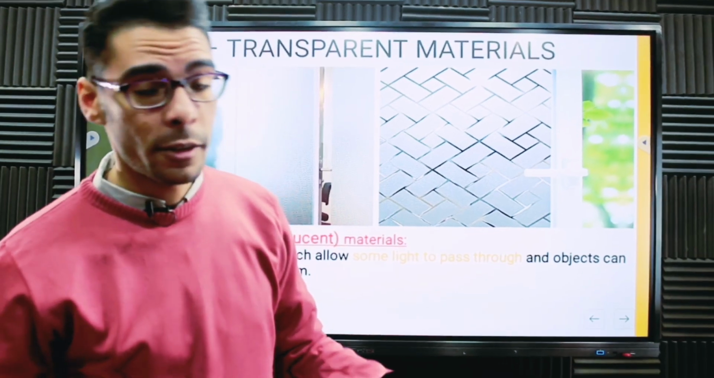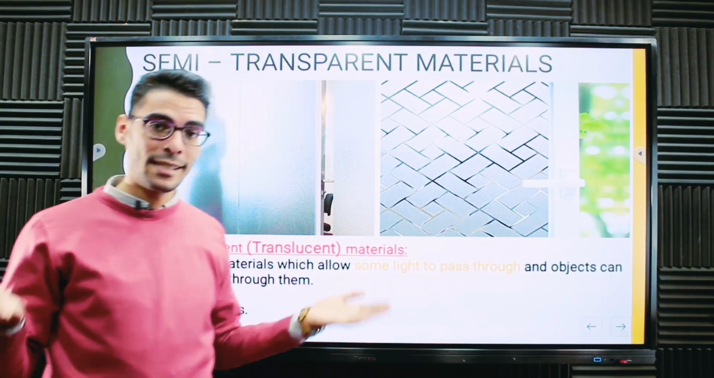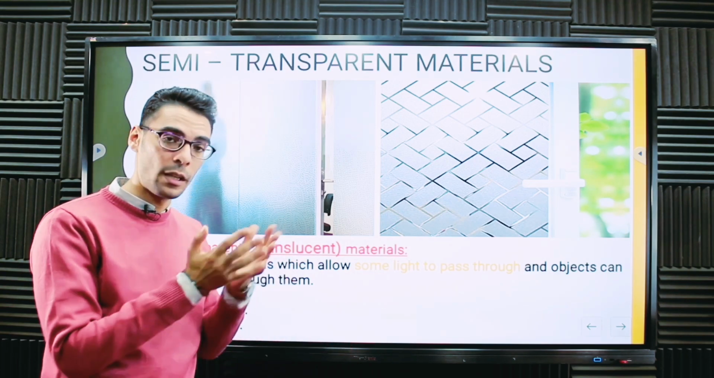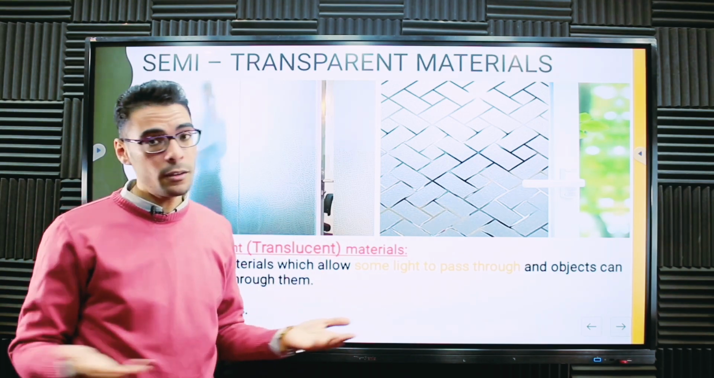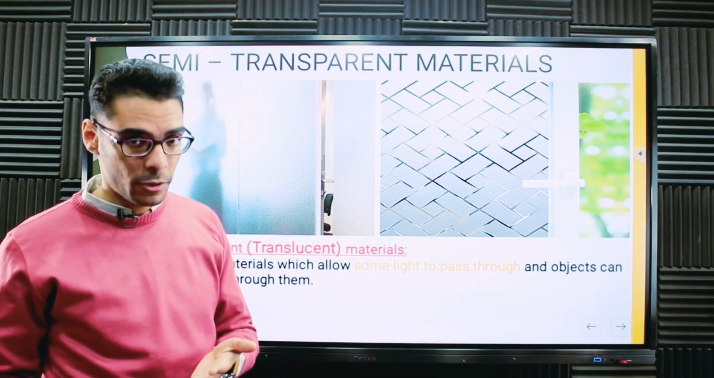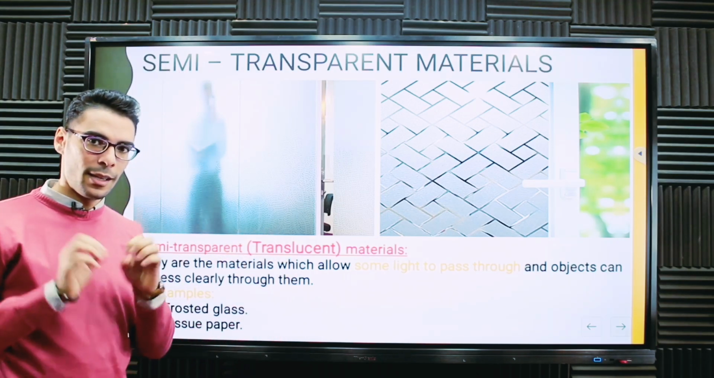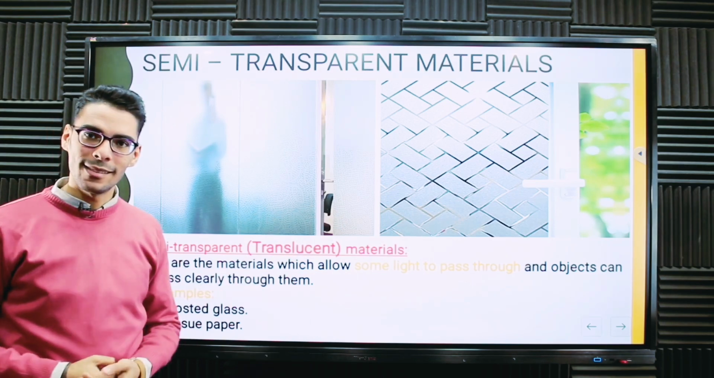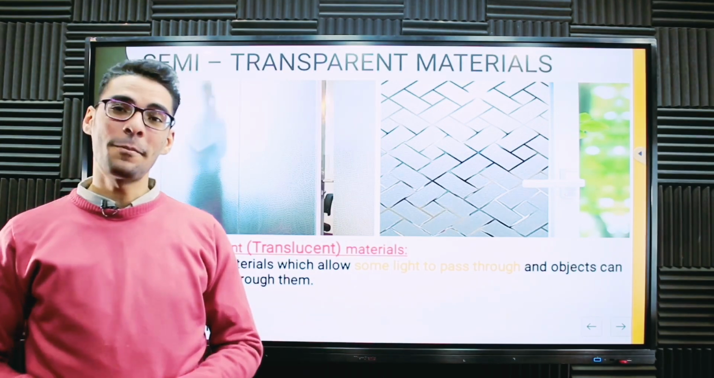Some of the objects are semi-transparent. They are not exactly transparent. They allow some of the light rays to pass through them, and other light rays they prevent. This is why we use them in the rooms where we need some privacy, like the frosted glass. It's one of the semi-transparent objects.